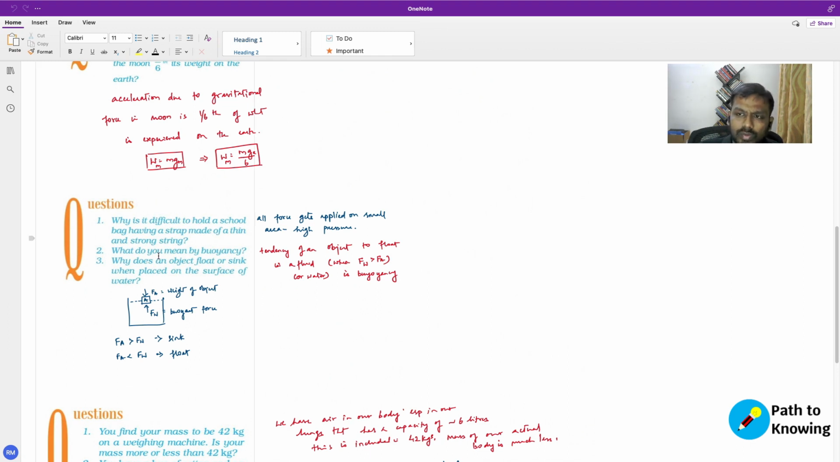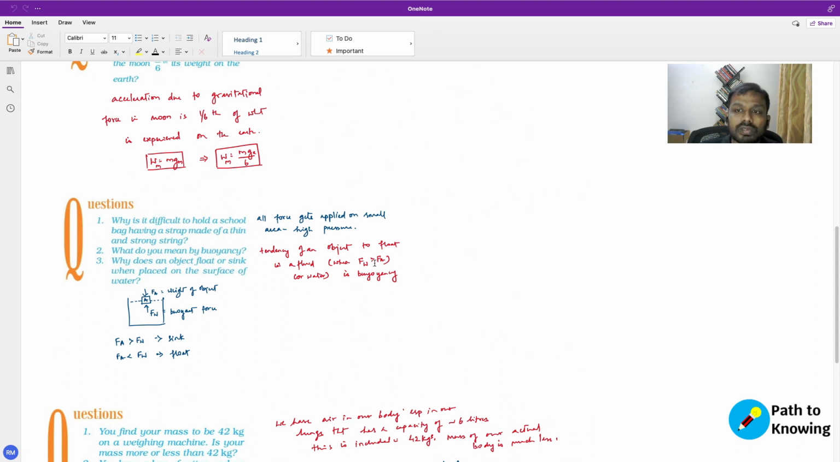What do you mean by buoyancy? Buoyancy, we understood, is the tendency of an object to float in a liquid, because the buoyant force is the upward force provided by the liquid. As long as that buoyant force is less than the force exerted by that object, the object will sink. If the buoyant force is more than the force exerted by the object, it will start to float.